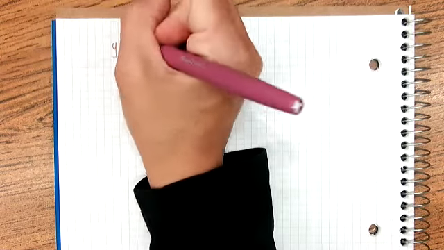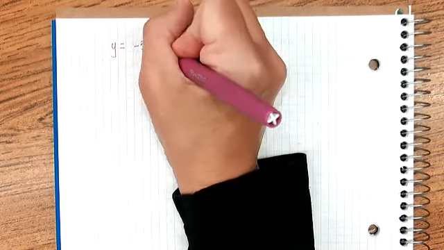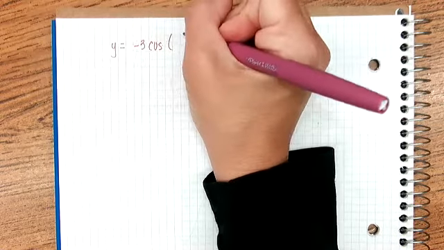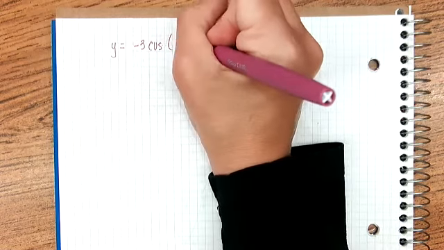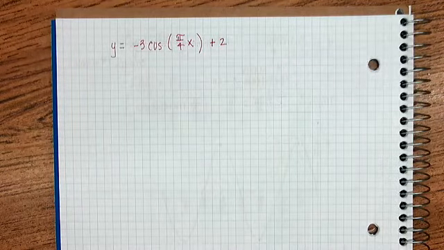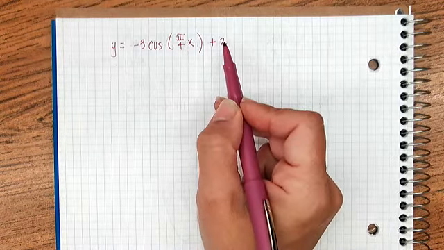Let's do a vertical shift and a reflection. We're not going to do any right-left shifts right now. So let's do y equals -3 cosine pi over 4 x plus 2. Okay, so just like when you are shifting a log graph or an absolute value graph or whatever, the +2 is your vertical shift.